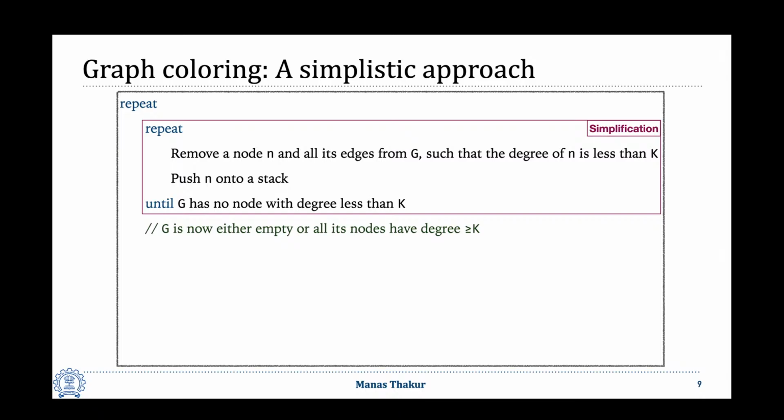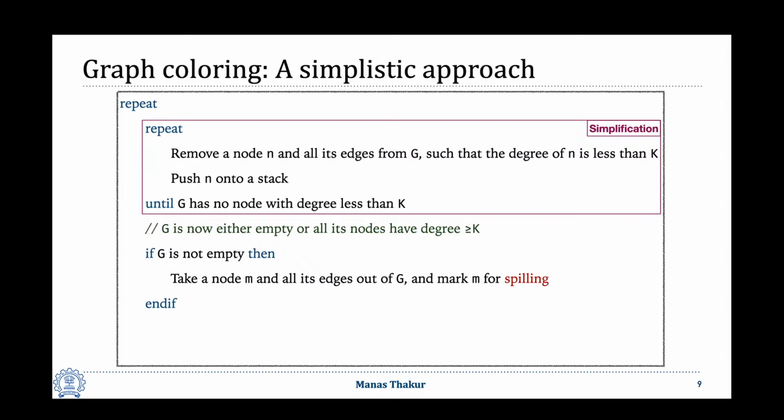Reverse that. When you have a troublemaker, you want to handle them first. Think of it as a greedy algorithm, right? So if I know that a node's degree is less than k, I should remove it first. I'll worry about it later, because anyway it does not interfere with k registers. So let me handle the ones that are troublemakers first, whose degree is greater than or equal to k. So now at this point I have only all those nodes whose degree is greater than or equal to k, and now I take a node m and all its edges out of G and mark it for spilling, which means these are ones I cannot allocate registers to. I'll handle only the other ones for register allocation.